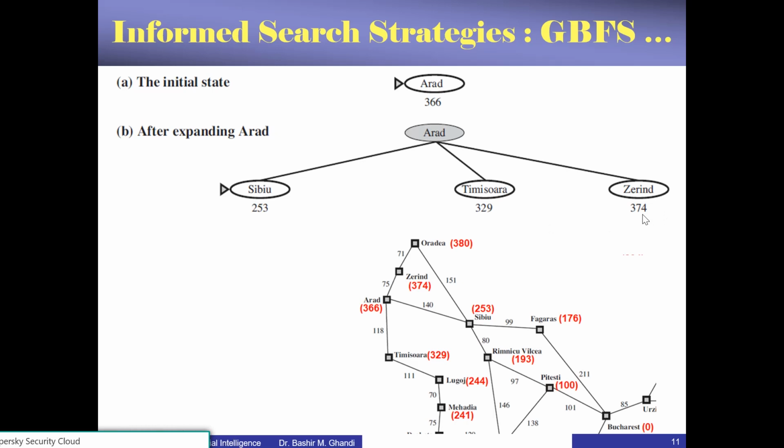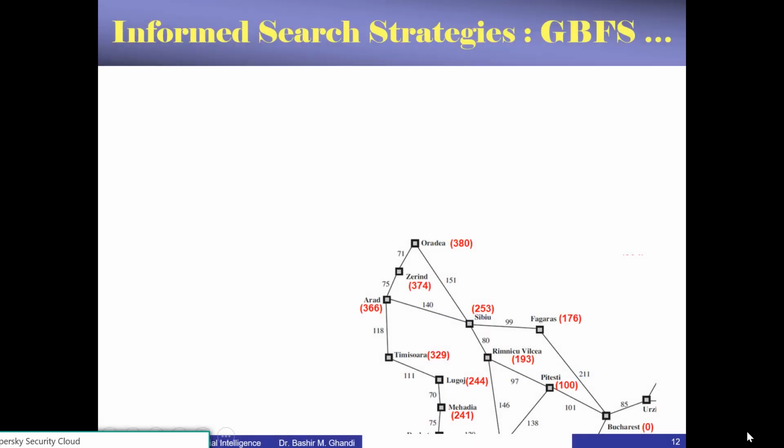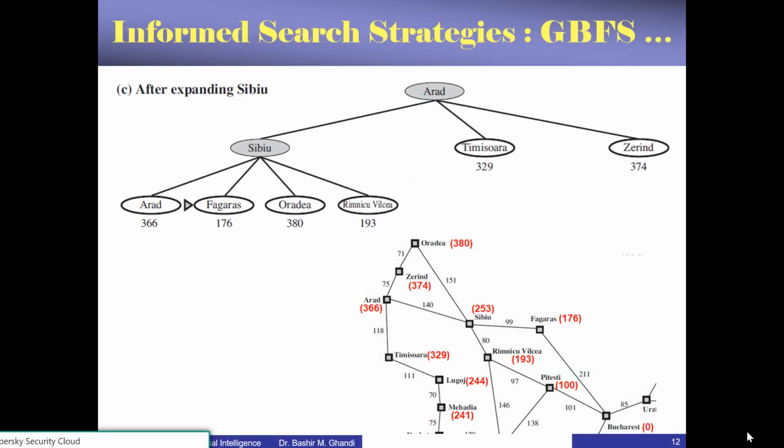Since greedy best first search is looking at things greedily, it will rely only on this value and see which is the smallest. Obviously, Sibiu has the smallest value. Therefore, it is going to try and explore Sibiu next. Okay, so let's see what happens after exploring Sibiu.